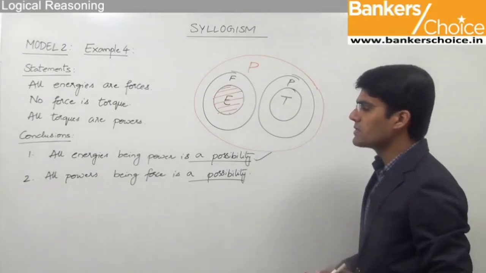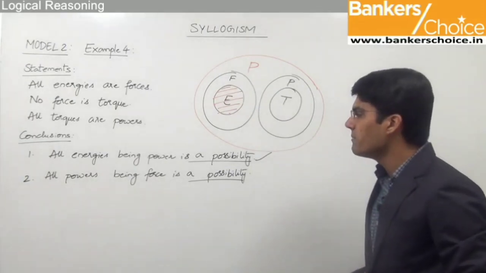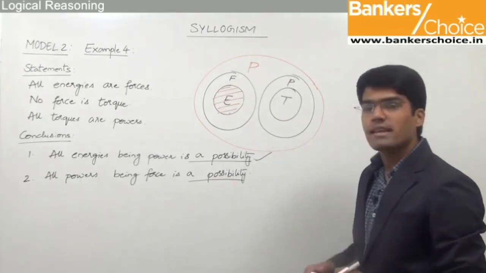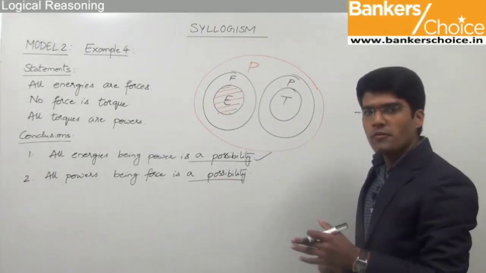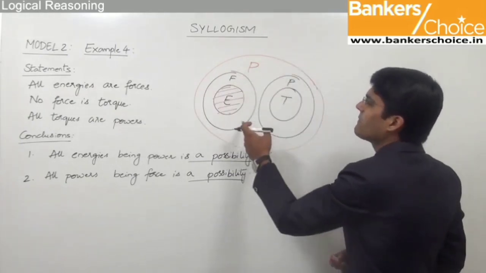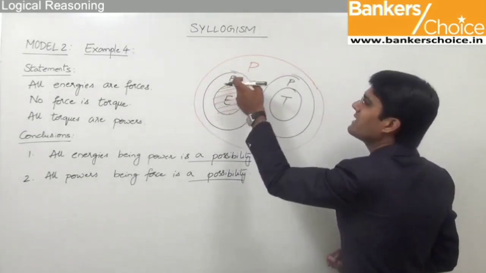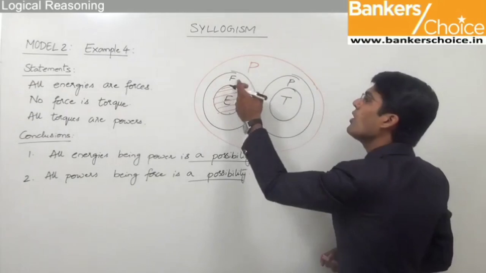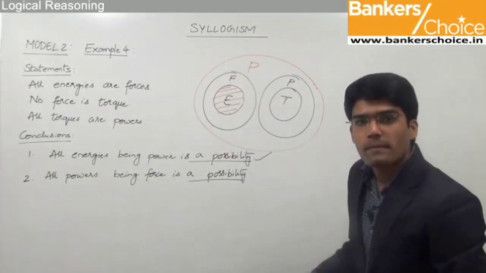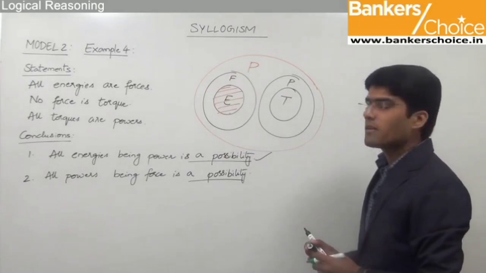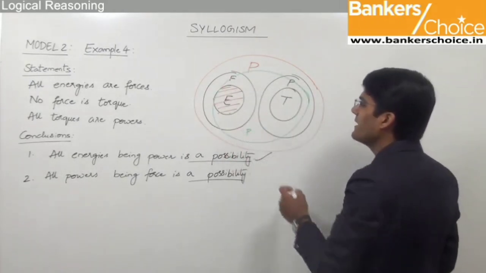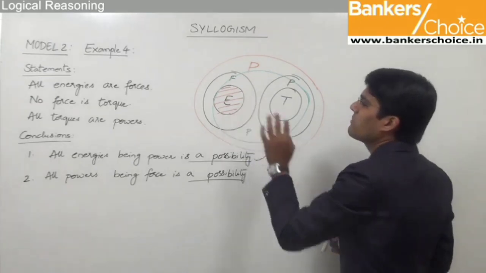Moving on to the second conclusion, it says all powers being force is a possibility. So again we need to check whether all powers can be forces or not. Now if we try to observe here, if we take the powers as a larger circle, we find that all the forces are inside powers. So we can say all forces are powers, but we cannot say all the powers are forces. Even if we try to draw powers in some other way, let's say powers are as shown by the green circle, we find that all the powers cannot be forces.